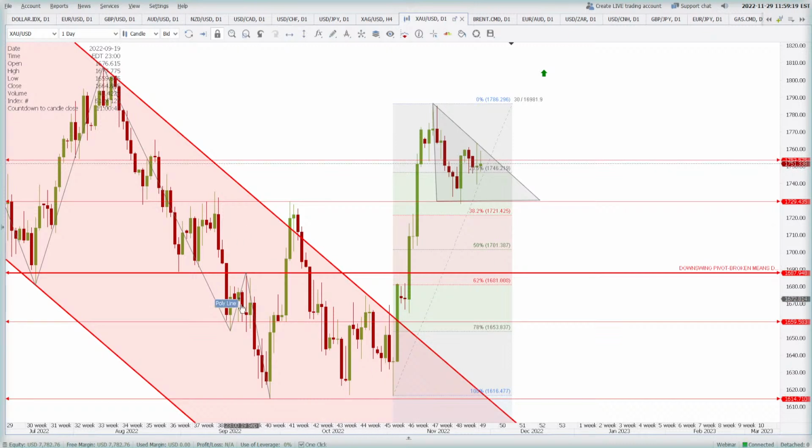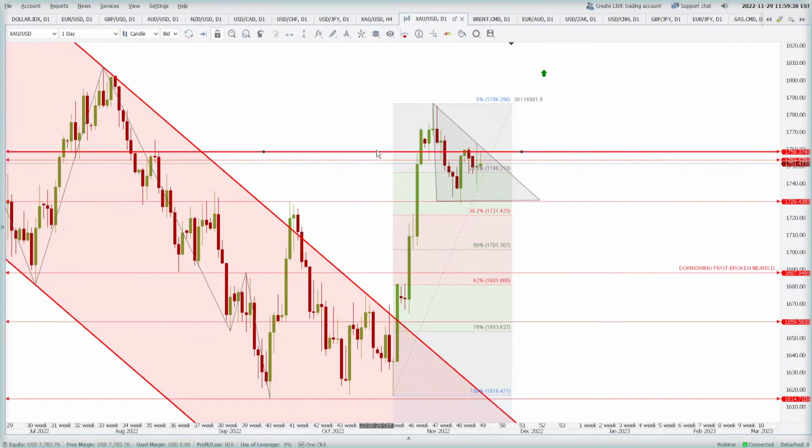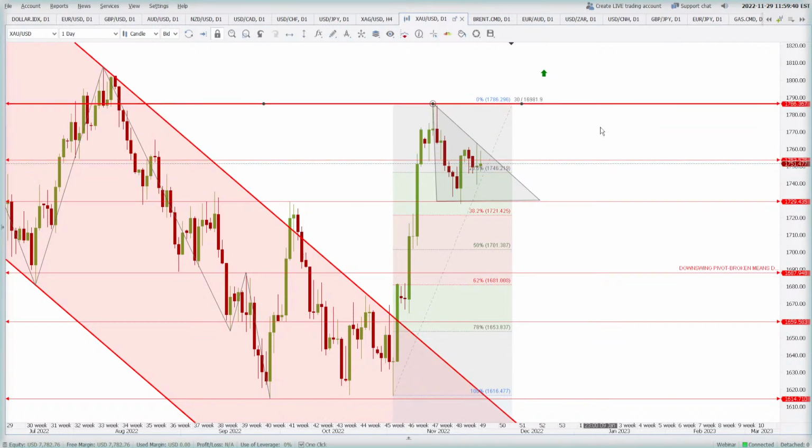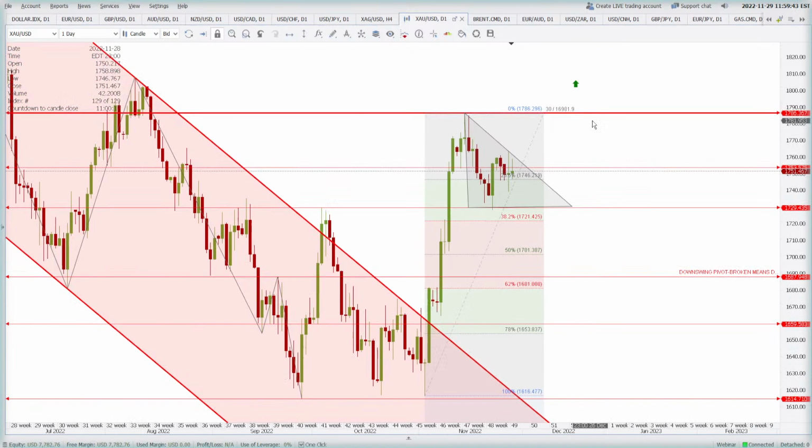Okay. Also, you can see this was a triple bottom sort of structure, or say double bottom sort of structure. Then this was the reaction high. After the break, this is now acting as a support. Yes, there is a possibility that the price will go up, but my 1808 area is very critical. 1808.